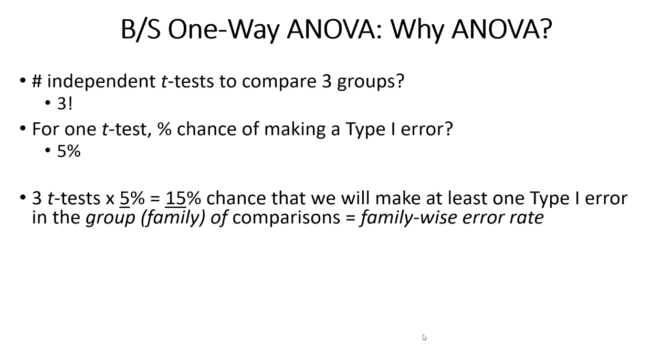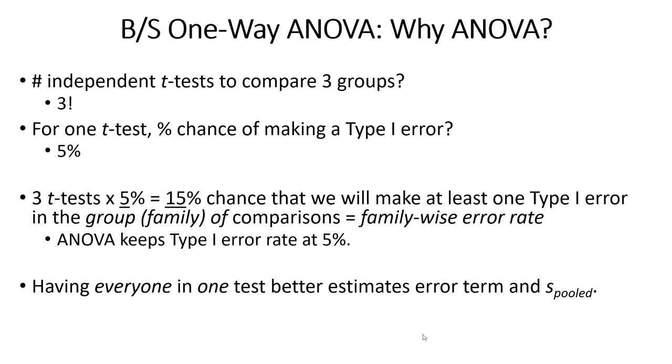And so ANOVA keeps the type 1 error rate at 5%. So that's good. The other advantage of ANOVA is that having everyone in one test better estimates the error term and S pooled.